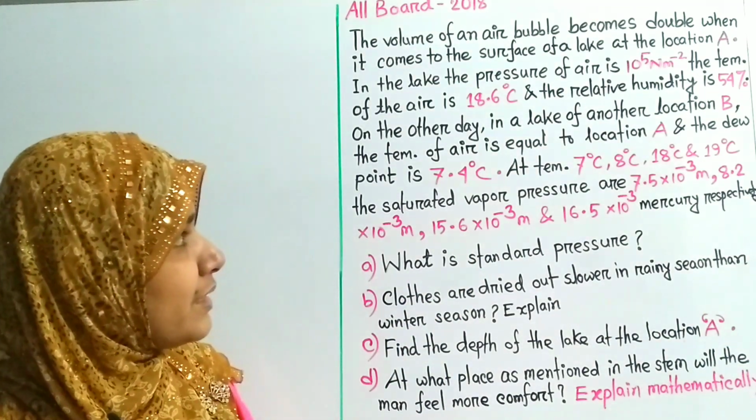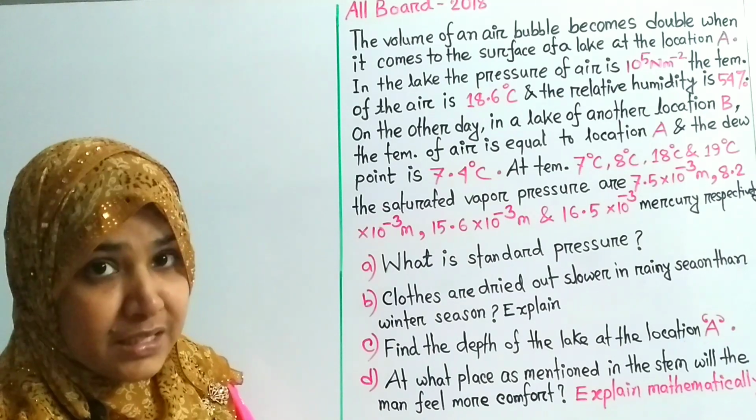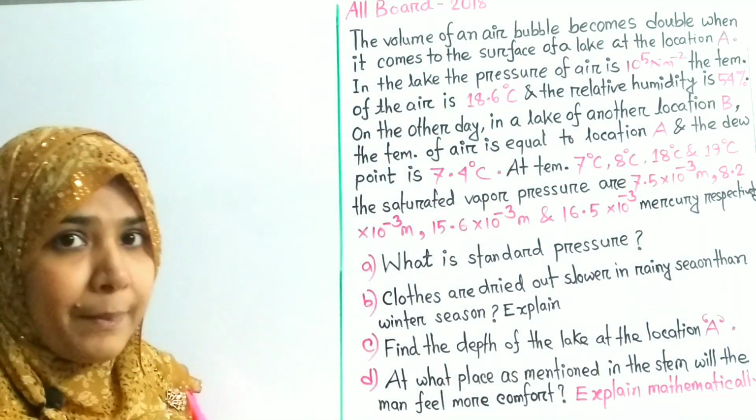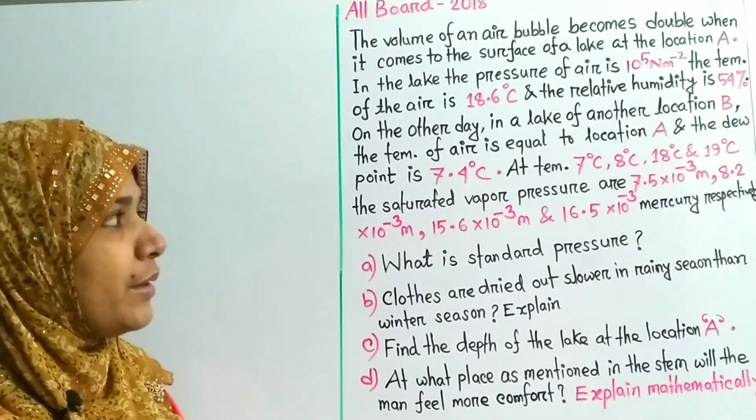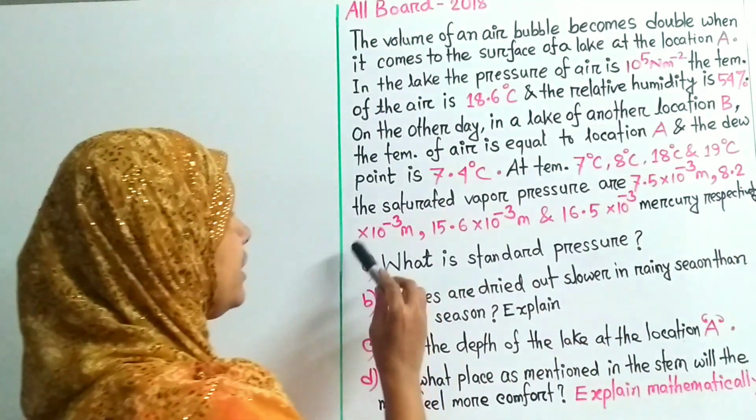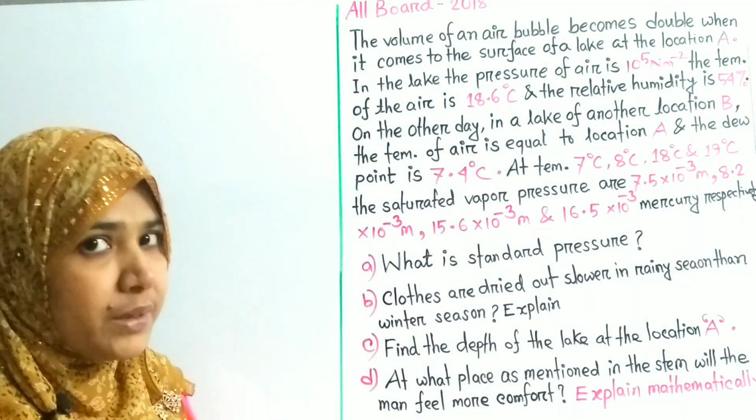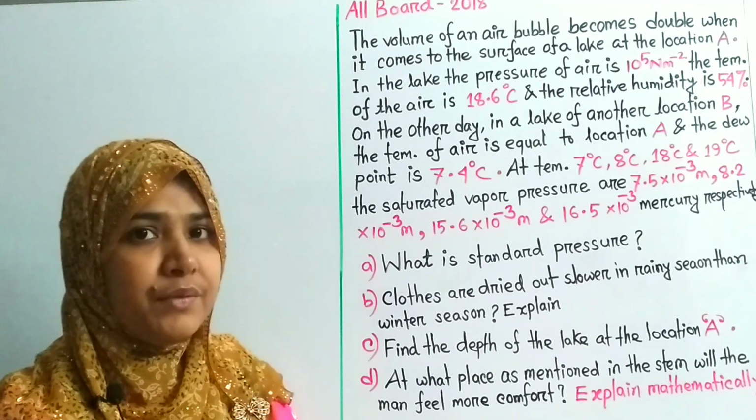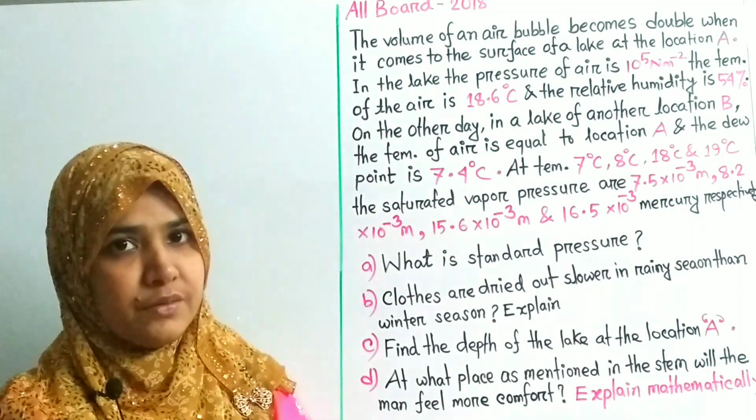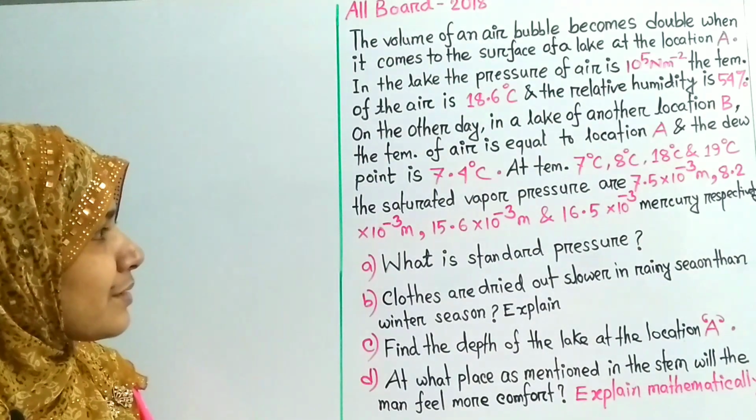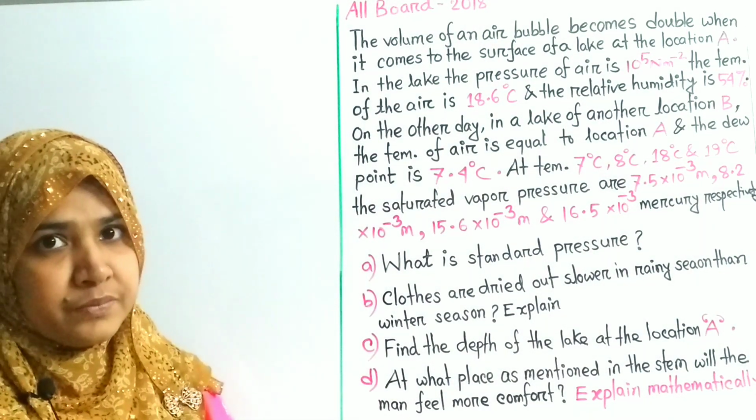At temperatures 7, 8, 18 and 19 degrees Celsius, the saturated vapor pressures are 7.5 into 10 to the power minus 3, 8.2 into 10 to the power minus 3, 15.6 into 10 to the power minus 3 and 16.5 into 10 to the power minus 3 respectively. Now question A is: what is standard pressure?